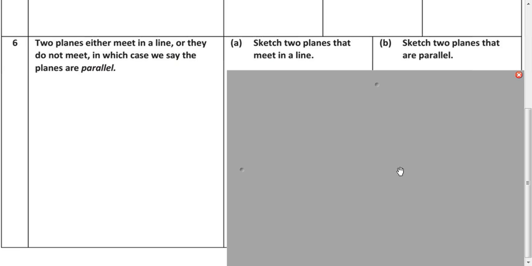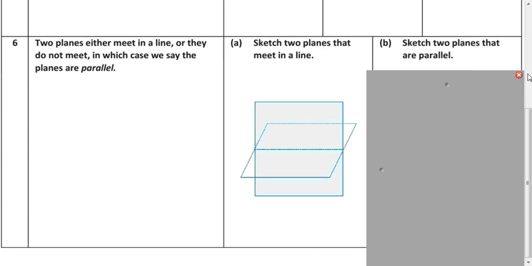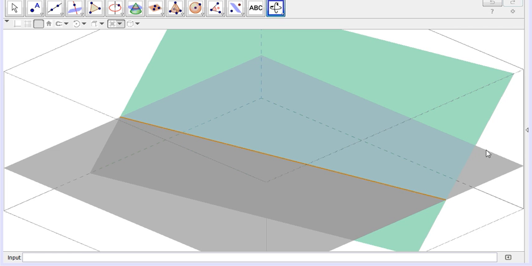Now, just like we talked about intersecting lines, we can talk about intersecting planes. If two planes meet, they meet at a single line. And if they don't, then they're called parallel. So draw two planes that meet at a line. Here's an example. There's a slightly different example.